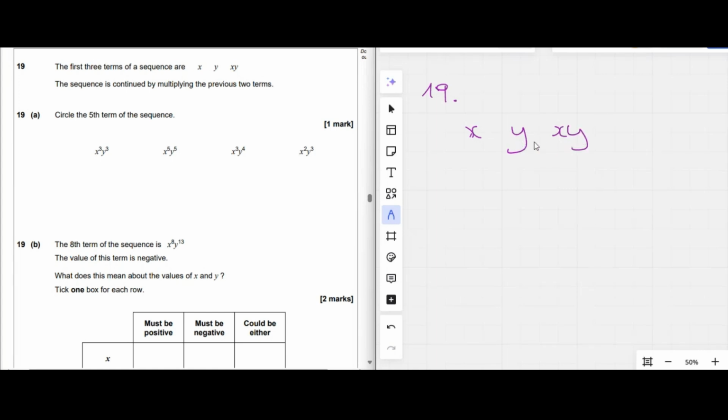If we multiply this, it will be xy squared. Then again, if we multiply this, it will be x squared y cubed. And this is 1, 2, 3, 4, 5. Yeah, this is the fifth term. x squared y cubed. Yeah, there is the answer.